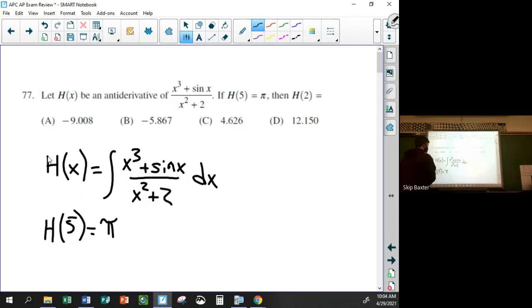Is there like a question? Yes. Yeah, your calculator won't do indefinite integrals like that. But you mean enter it in? Okay, that's all right.